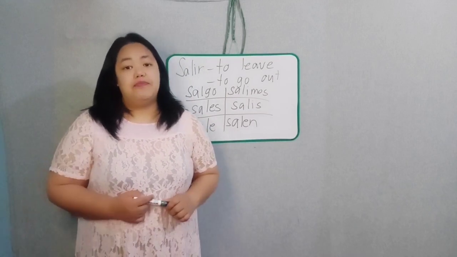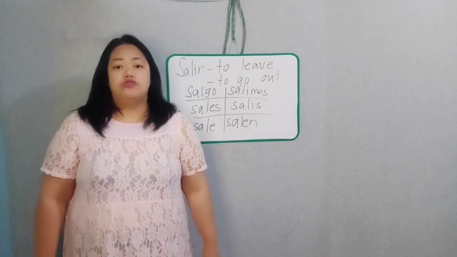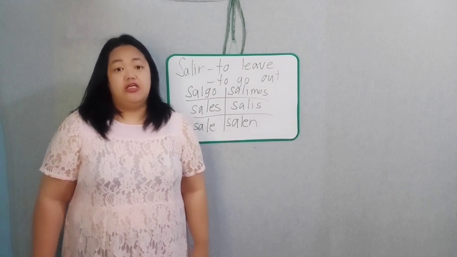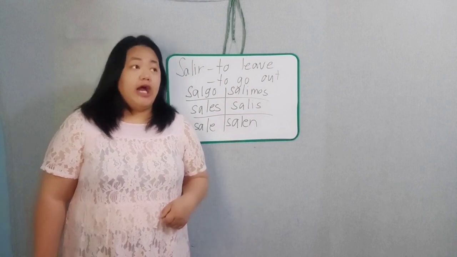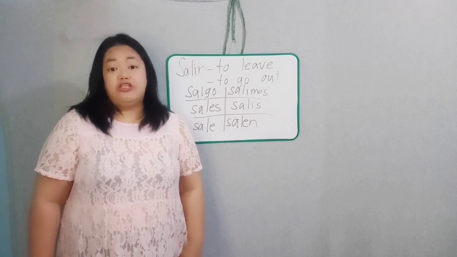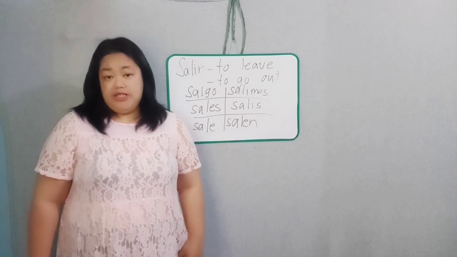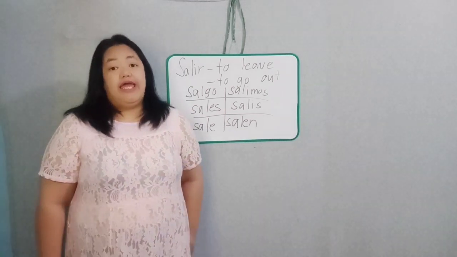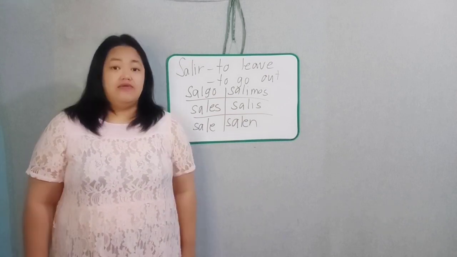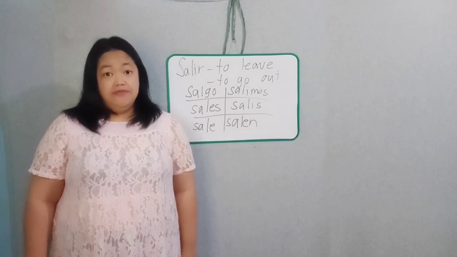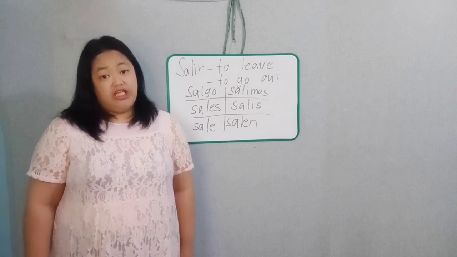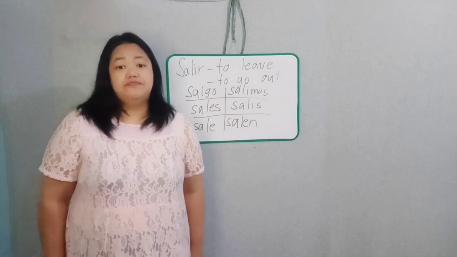Let's now go to some of the examples of the verb salir. First we have, yo salgo con mi amigo. I live with my friend. Yo salgo con el maestro. I live with the teacher. Nosotros salimos con los niños. We go out with the boys. Ellos salen al teatro. They go out to the theater. Ella sale de iglesia. She goes out of the church. Tú sales con Tatiana. You are going out with Tatiana.